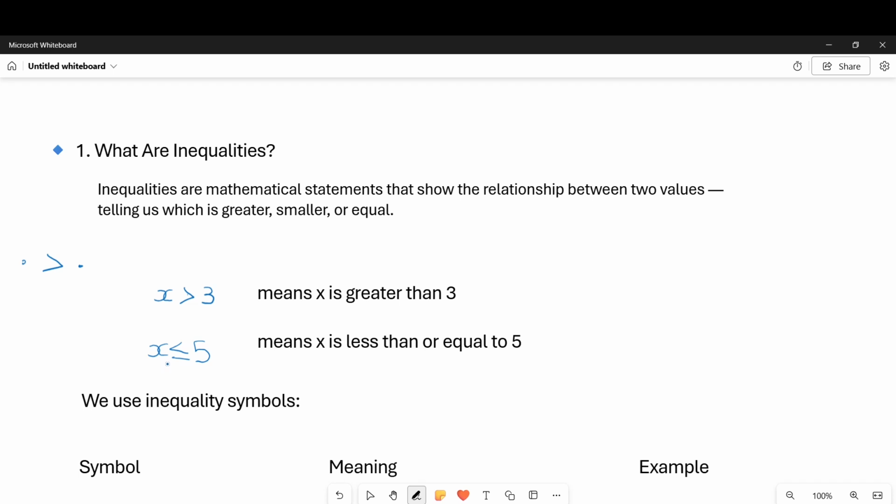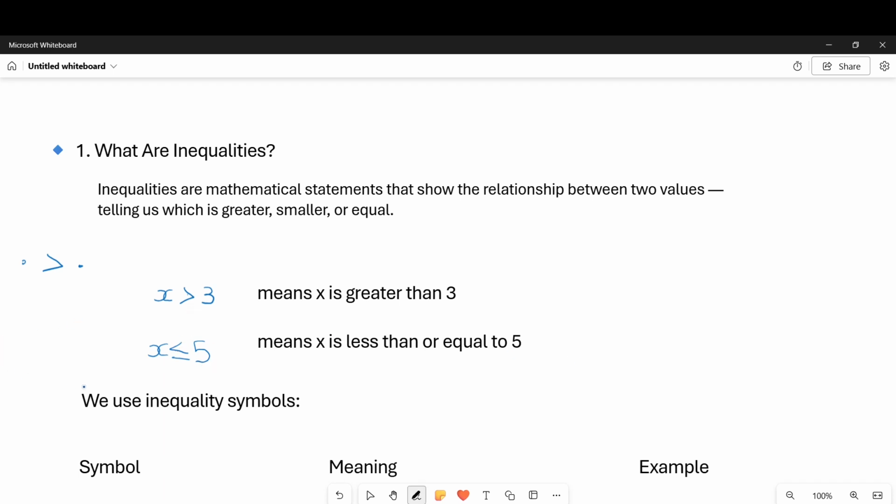Second one, see, x is less than or equal to 5. That means less than or equal, so x can be 5 or less than 5. Here the difference is, x is greater than 3 means 3 is not included. So all the values above 3, 3 is excluded. But here x is less than or equal to 5 means x is less than 5 including 5. That means the values together with 5, 4, 2, 1, 0, minus 1, like that it will go to infinity, negative infinity.